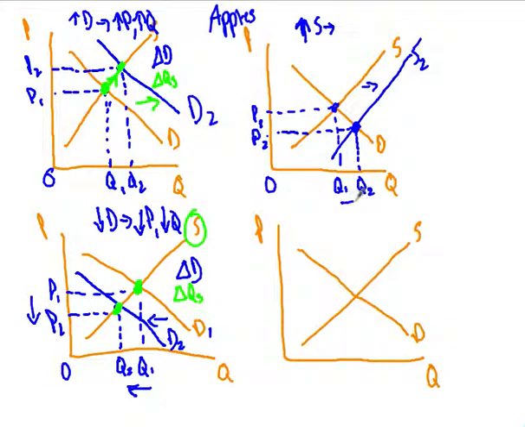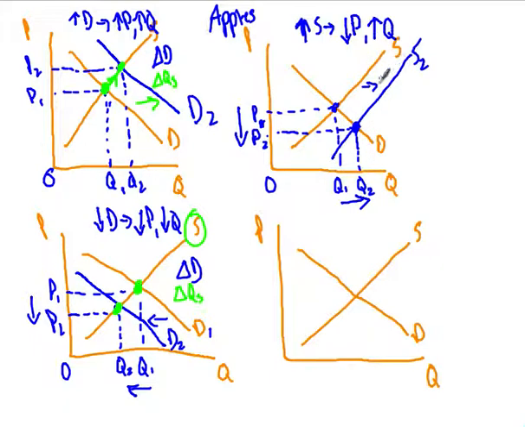Remember, this is 0, so if we're moving this way, that's an increase. So we can say that the quantity went up, and this is an increase. The price went down. So we went from P1 down to P2. And so with an increase in supply, we will have a decrease in the price, and an increase in the quantity.